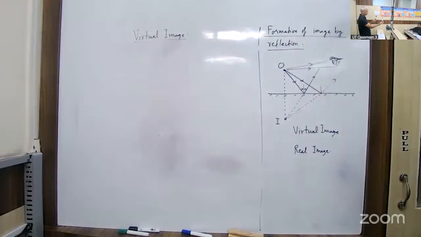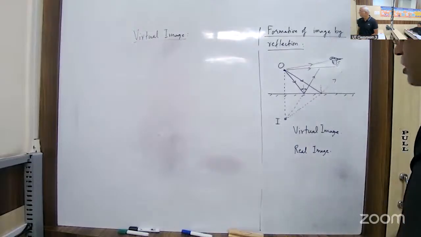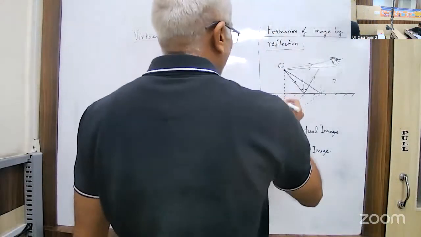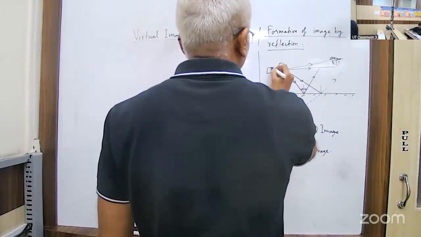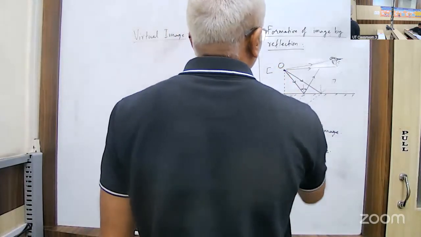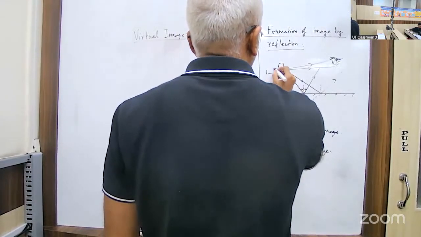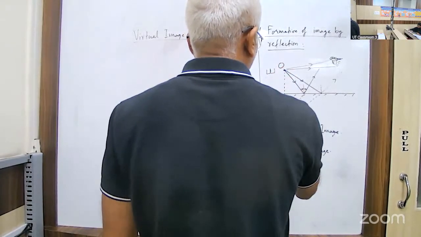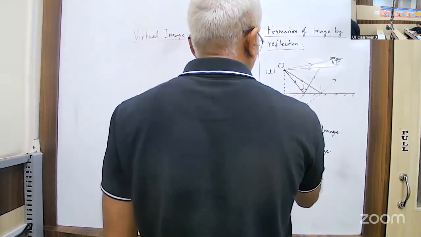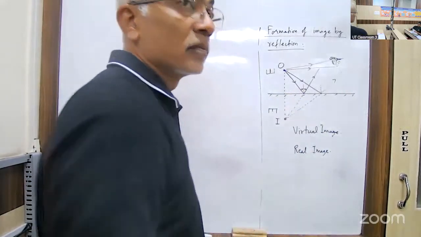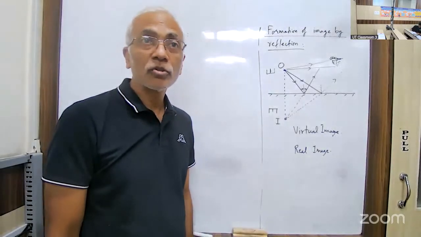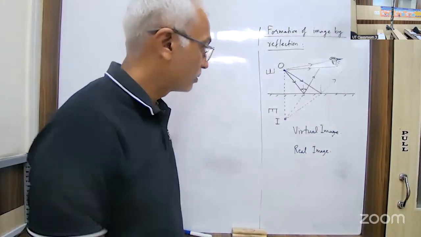Understood? Okay. See, for example, here if it was E, let's say E was like this, and here E will appear as this. Understood? So it will flip.